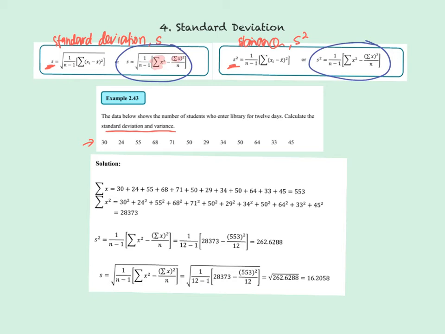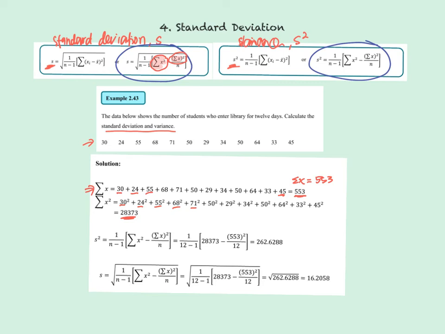So first you need to calculate the summation of x. So in order for you to get the summation of x, you only have to total up value of x, so 30, 24, 55 until the last value that we have, 45. So the final answer is for summation of x equals to 553. And then based on this formula, we need to find summation of x square. So you need to square every value and then you need to total up everything, and you're going to get 28373.